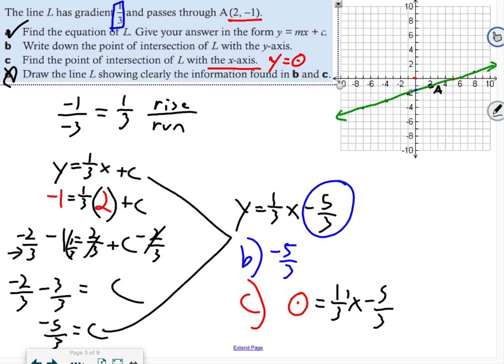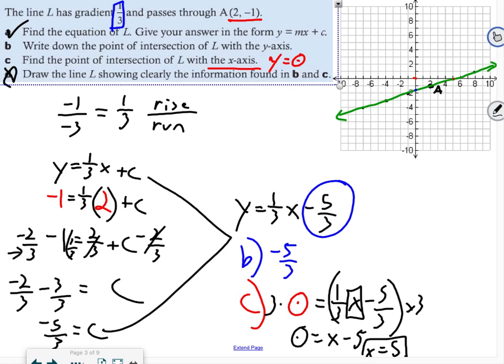So now I want to solve this for x, so I get the x value. I notice that they're both dividing by 3, so I'm going to multiply this entire side by 3. Multiply 0 by 3 on the other side, and I see that I get 0 is equal to x minus 5. Adding 5 to both sides, I get x is equal to 5.